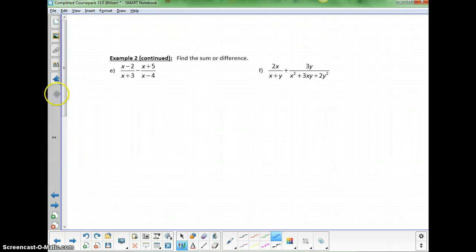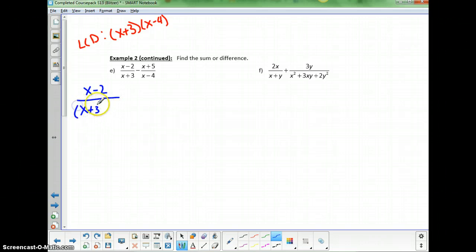Alright, on the next page we've got a few more examples. The least common denominator in this first one, letter E, is going to be x plus 3 and x minus 4. Since they're different, nothing in common, I need both of them for my common denominator. So for the first one, x minus 2 over x plus 3 needs to be multiplied by x minus 4 on top and bottom.